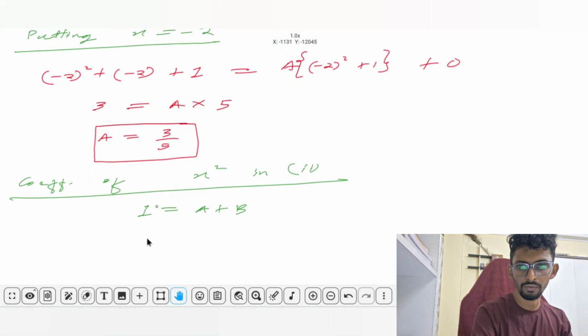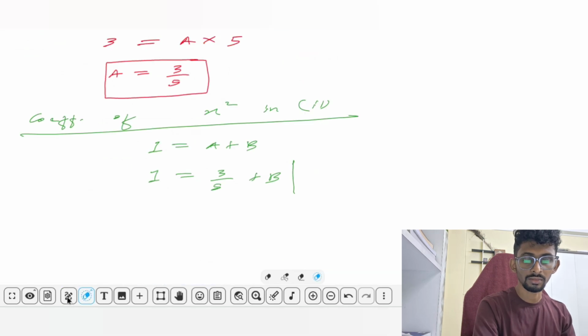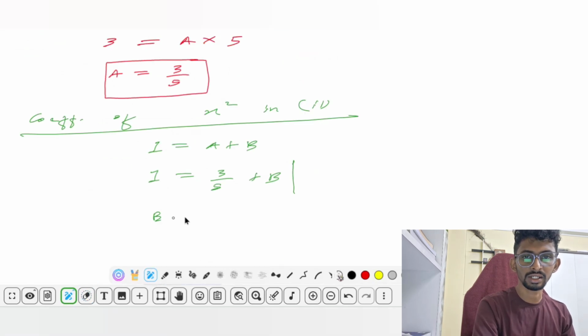Now a is 3 by 5, we can substitute that. So 1 equals to 3 upon 5 plus b. So b will be 1 minus 3 by 5, that is 2 upon 5.